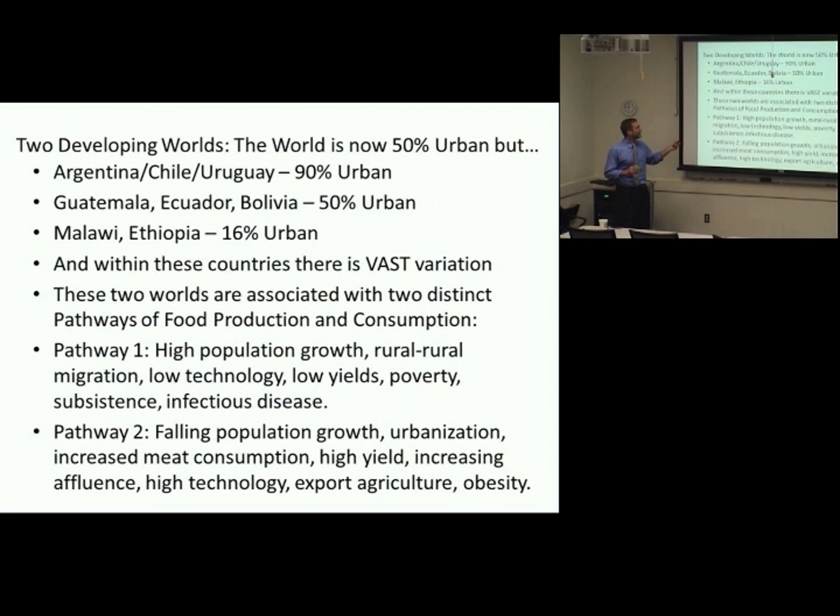So the question is, how fast will these populations move into this pathway 2? Pathway 1: relationships with the land, high population growth, rural migration, low technology, low yields, poverty, subsistence, infectious disease. And these things are related. Pathway 2: falling population growth, urbanization, increased meat consumption, high yield agriculture, increasing affluence, high technology, export agriculture, and now people are dying of other stuff like obesity and cancer, heart disease.